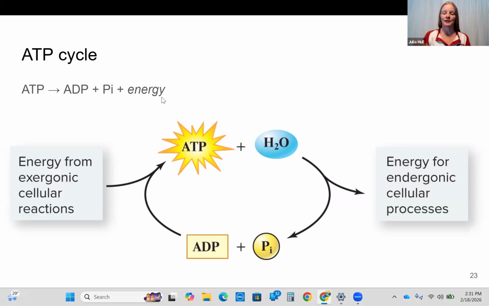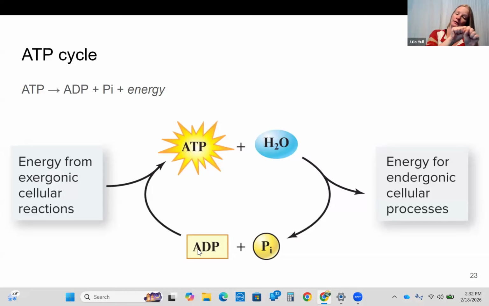Okay, but if we're always using ATP, then we're eventually going to run out of batteries. So we need a way to recharge our batteries. There are going to be methods that cells have that we'll talk about later in the semester, where we can take our ADP molecule and throw that other inorganic phosphate back on. It's going to require energy input.